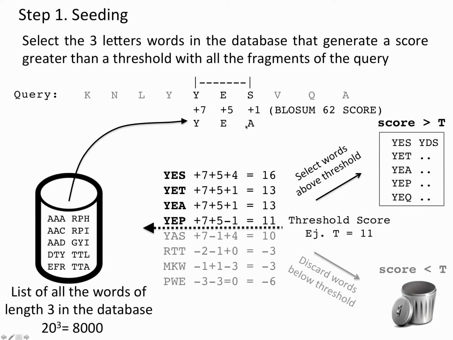And we select the words that are more similar to the query using a score threshold based on a substitution matrix. Words in the database that do not score above this threshold of similarity are discarded, and words that score above the threshold of similarity are selected for the next step.